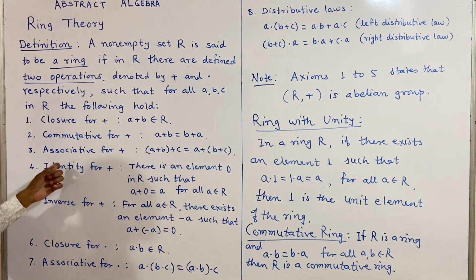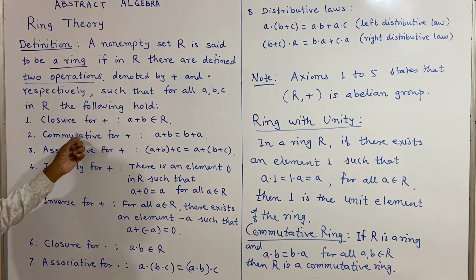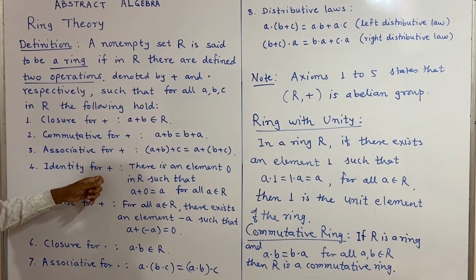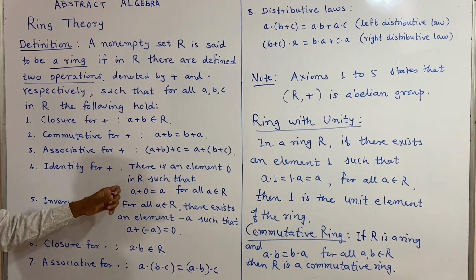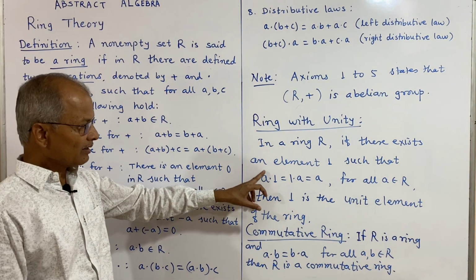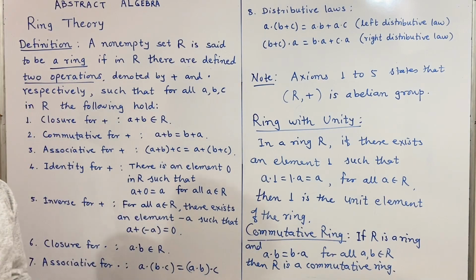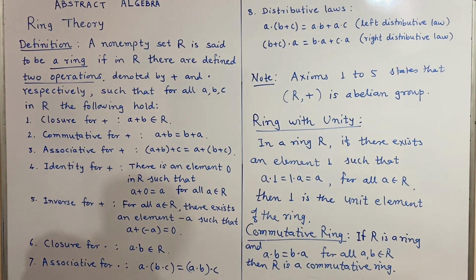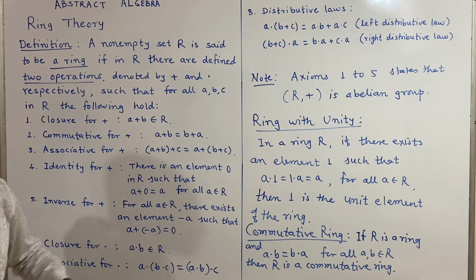Addition is compulsorily, necessarily commutative. And here identity for addition is also necessary. But these are additional properties for a ring. So this is about the definition of ring, and then ring with unity and commutative ring. Now we shall see some examples of ring.